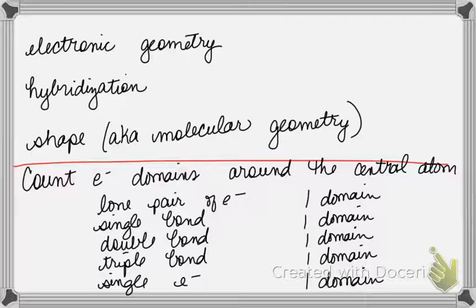So I'm going to redraw water up here for you and show you how each of these applies to water, how you answer electronic geometry, hybridization, and shape. Look at water on your sheet. It looks like this. Okay, first off, what is the central atom? It's O. How many domains are around O? One, that's a lone pair. Two, that's another lone pair. Three, that's a single bond. Four, that's a single bond. So the first thing you do is count the domains. There are four domains around water.